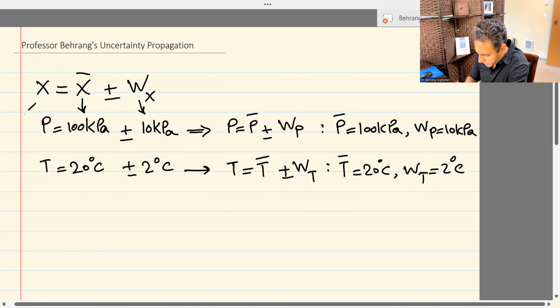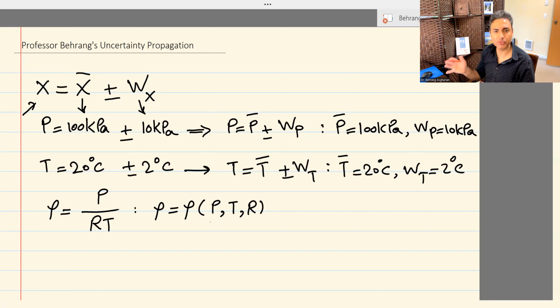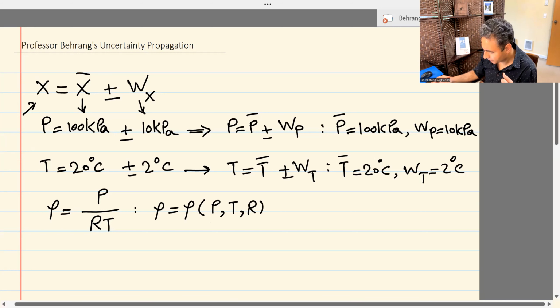Now, covering this, the question is, what are we looking for? We're looking for density. Okay, so the equation I'm going to use is density equals P over RT. In other words, density is just a function of three parameters: pressure, temperature, and R being the ideal gas constant. R is actually a constant number, so R doesn't have any uncertainty. So you would just treat it as a constant number in this case. You don't have to worry about it.